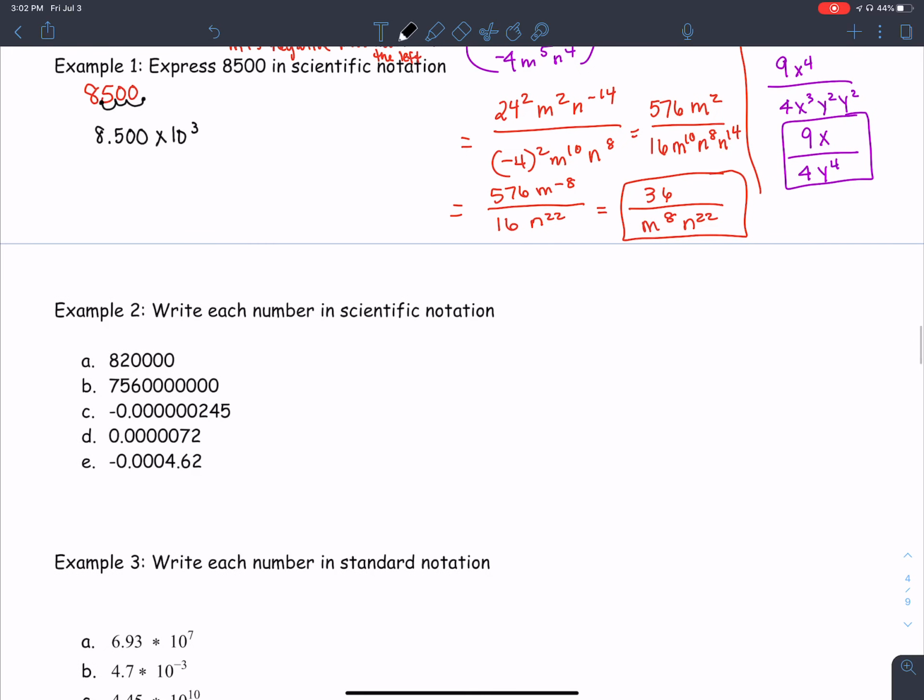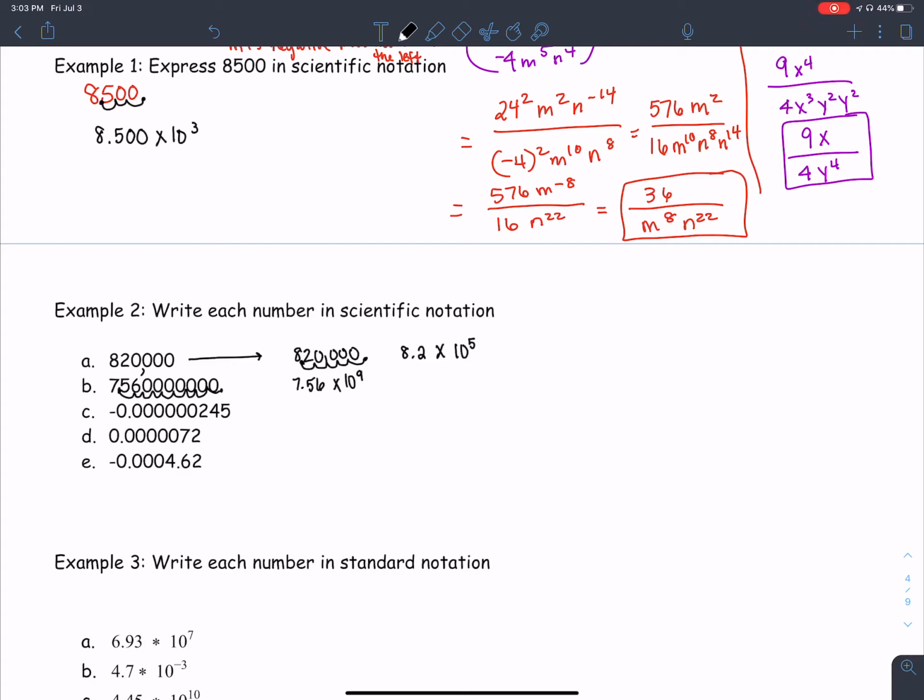All right. Here we go. 820,000. The original decimal is here. 1, 2, 3, 4, 5. 8.2. Now, if you have a bunch of zeros after, you don't have to keep them. Times 10 to the 1, 2, 3, 4, 5. So it's going to be a positive 5 because in order to get the original number, we'd have to move it back to the right. Again, original decimal 1, 2, 3, 4, 5, 6, 7, 8, 9. So 7.56 times 10 to the 9th.